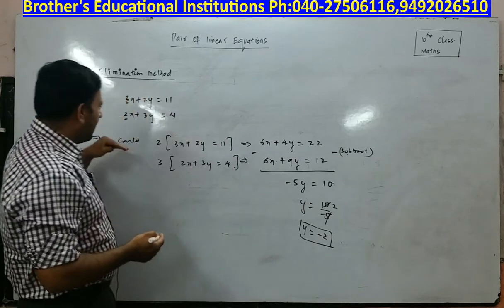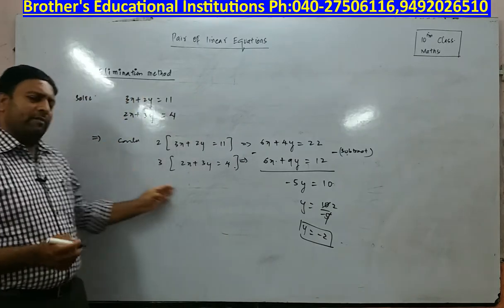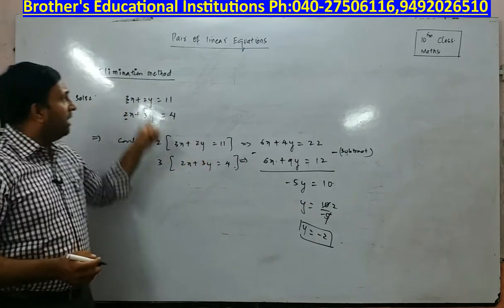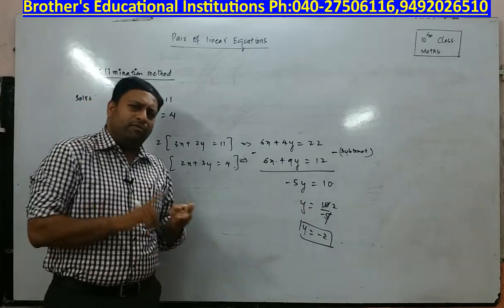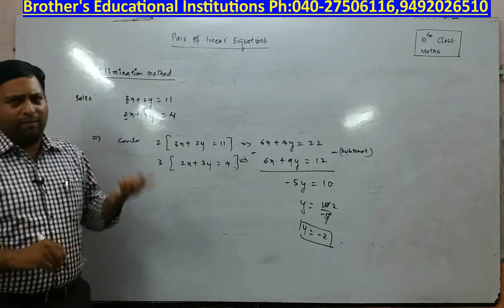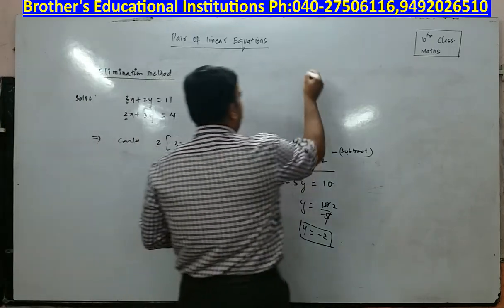So the first time I eliminated x, I got the value of y. Which method are we doing? We are dealing with elimination method. So the first time I eliminate x, I get the value of y. Then I eliminate y and get the value of x. What am I going to do again?